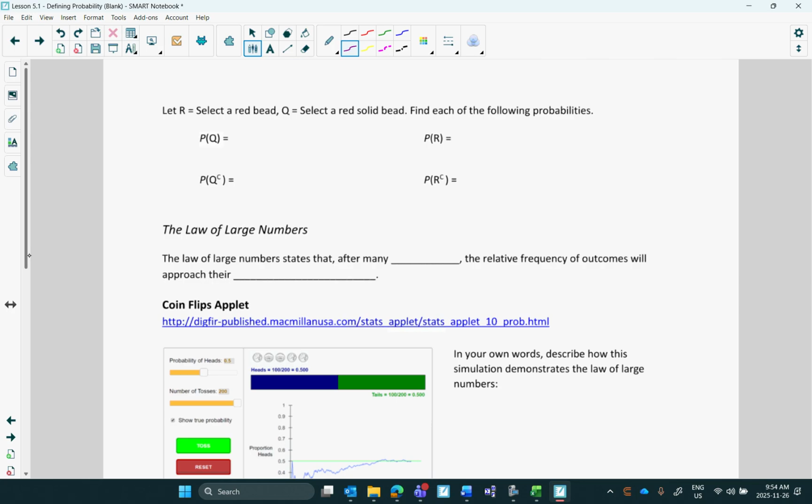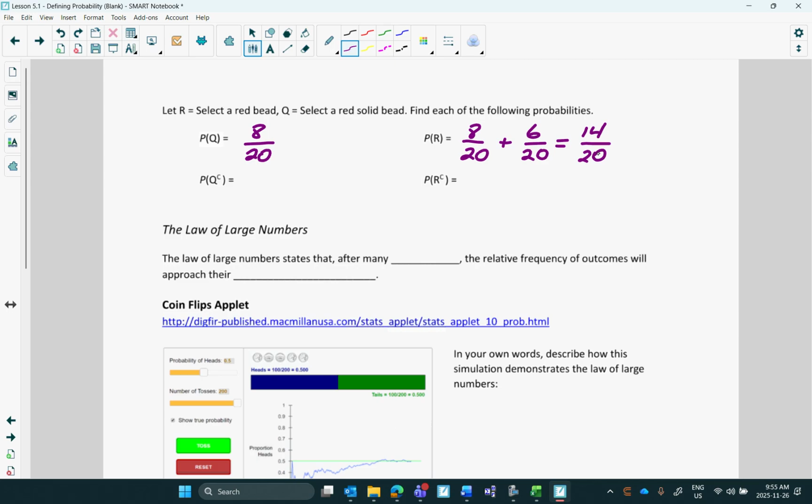Referring to that example we just did, if we call the event you select a solid red Q, and the event you select a red, clear or solid, R. So what's the probability of Q? Red solid. What's the probability of red? 14 out of 20, because it's 8 out of 20 plus 6 out of 20. Because there's 2 types of red. So you get 14 out of 20.